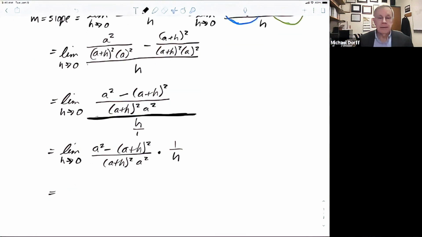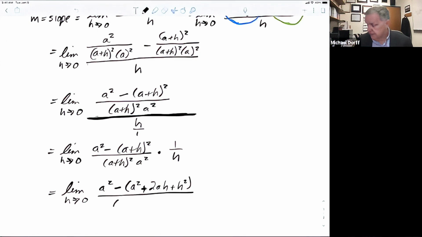And then what I want to do is simplify what's in the numerator of the first part of that fraction there. I want to simplify that a squared minus (a plus h) squared. So I have the limit as h goes to 0 of a squared minus (a plus h) squared, where (a plus h) times (a plus h) is a squared plus 2ah plus h squared. And that's still over the same denominator. And now, because I'm multiplying that all by 1 over h, I can bring the h into the denominator of the one term. And so I just have one fraction there.